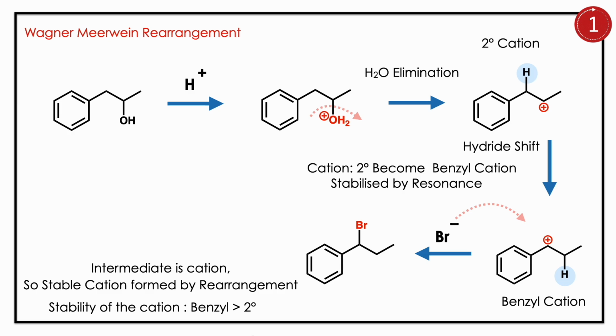So hydride migration happens, and you have the cation, which is the benzyl cation. Then bromine attacks, and you have the final product. So the starting material's product is rearranged due to the extra stability of the cation.